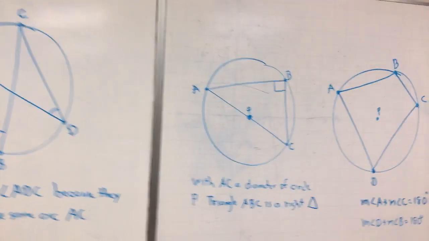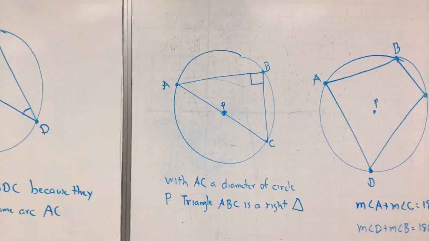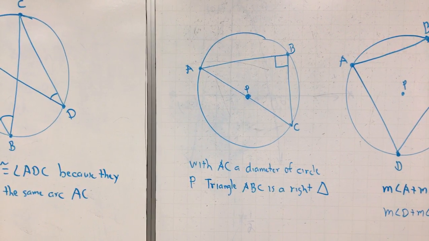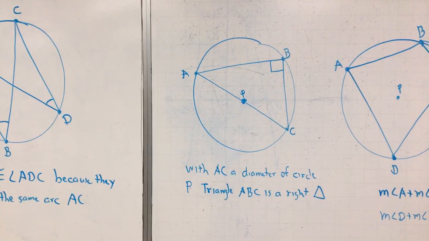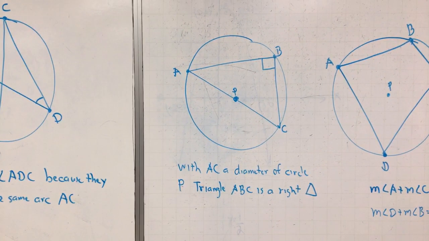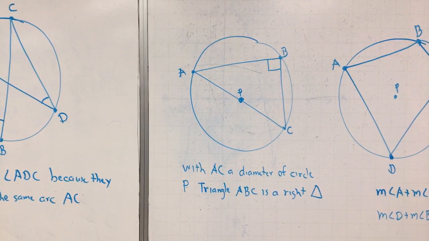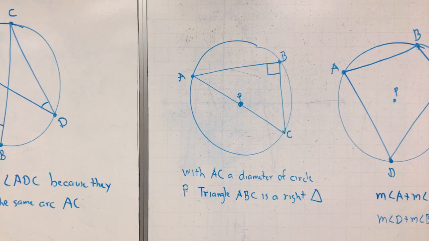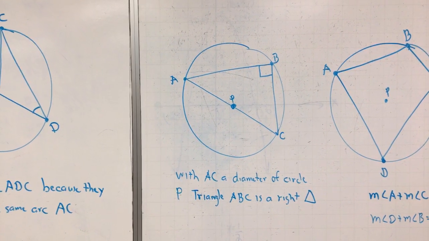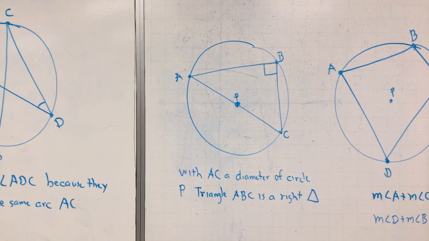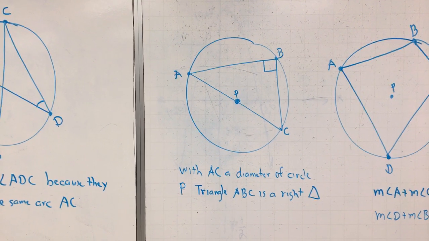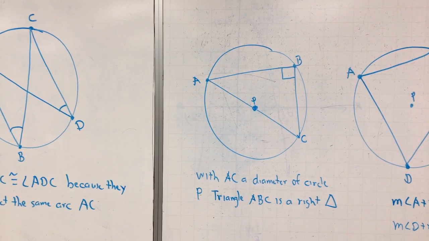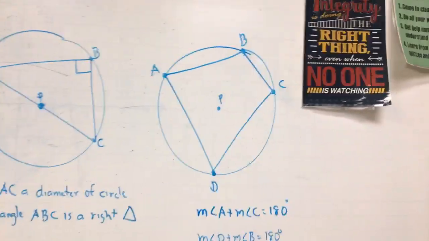All right, and then we move into something like this. Okay, we have a circle. Now notice AC is a diameter of circle P. If you inscribe a triangle and use that diameter and point B somewhere on the circle, you will form a right triangle. Always. I don't care how you slide B anywhere in that semicircle, you will get a right triangle. It's amazing.